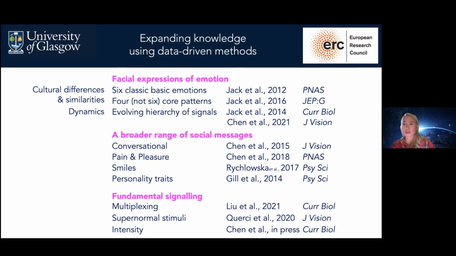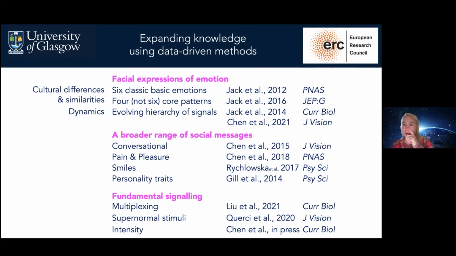We've also applied this to a lot of other social messages because there is, of course, a world outside of emotions, looking at conversational facial expressions, pain and pleasure, different types of smiles, and also facial movements associated with perceived personality traits. We also look at more fundamental signaling, for example, multiplexing, how facial expressions of emotion are able to multiplex categories as well as dimensional information, and how facial expressions convey intensity. What we find is that it's actually specific action units that do this, rather than just varying the amplitude of the facial expression. So I'm aware of the time. I'm just going to whiz through some of these main results.